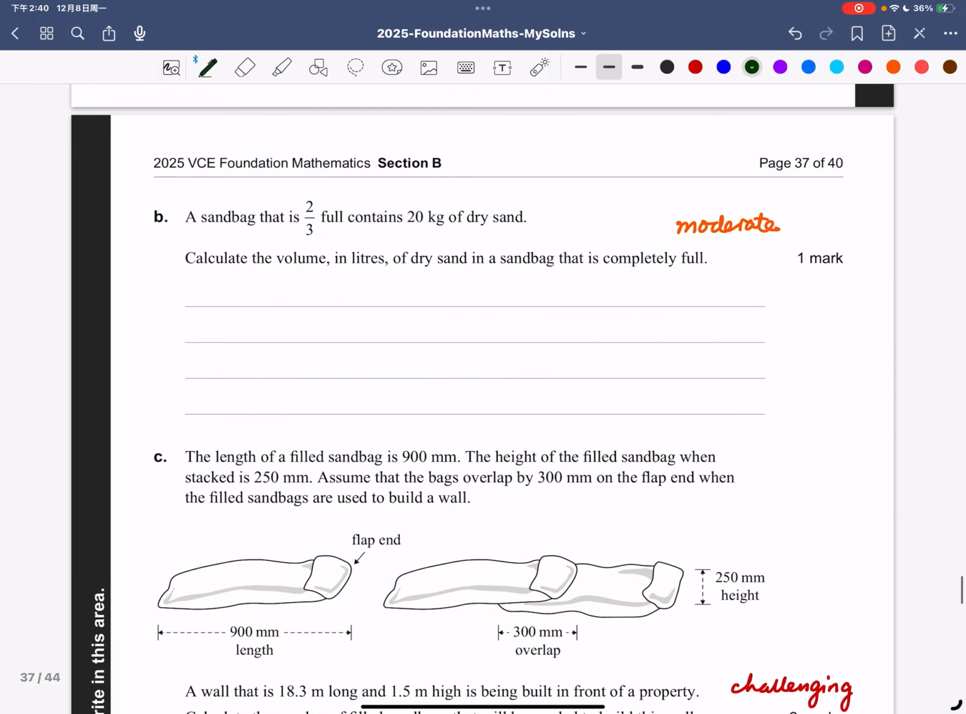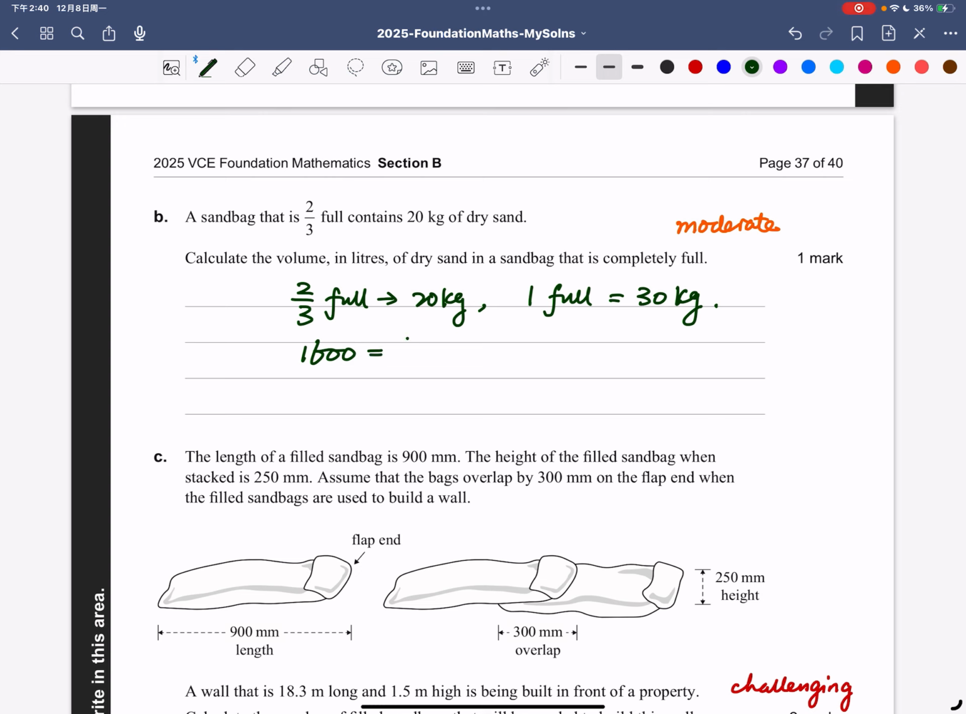A sandbag that is 2/3 full contains 20 kilograms of dry sand. Calculate the volume in liters of dry sand in a sandbag that is completely full. So I would say 2/3 full is 20 kilograms, and 1 full is 30 kilograms.